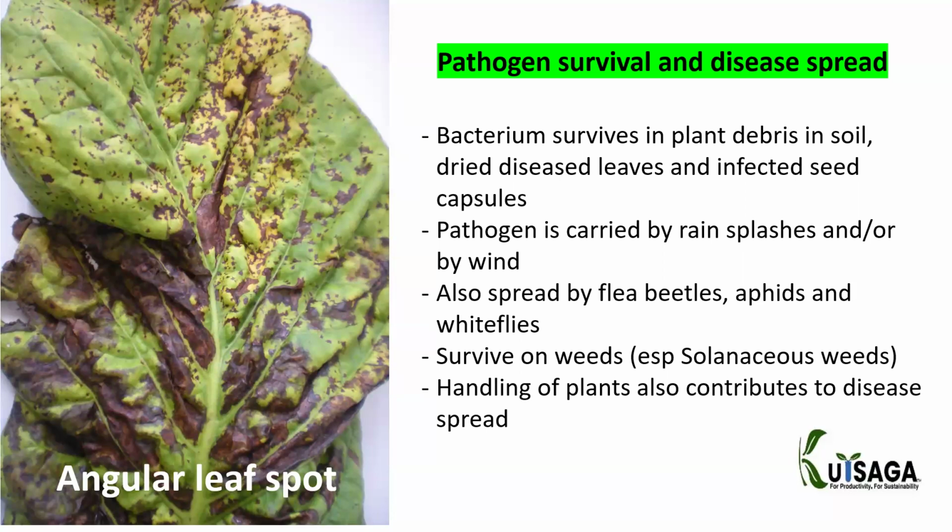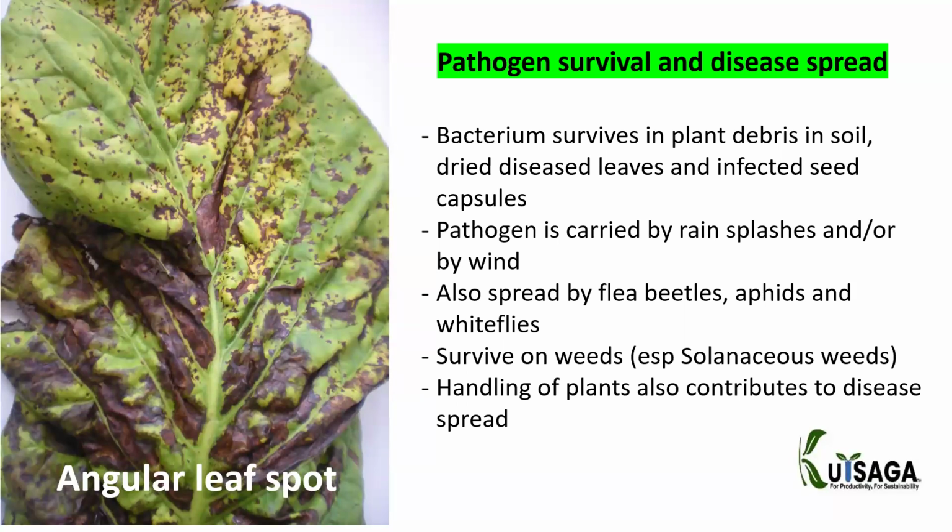In addition, the pathogen is carried by rain splashes or wind-driven rain, and also by wind. So whenever you irrigate using sprinkler irrigation, you are likely to disperse the pathogen. This is one of the reasons why it's not so much of a problem in the float tray systems as compared to the conventional seedbed. It's also spread by insects like your beetles, your aphids, and whiteflies. So you need to be controlling those pests to minimize the spread of the problem in the seedbed.